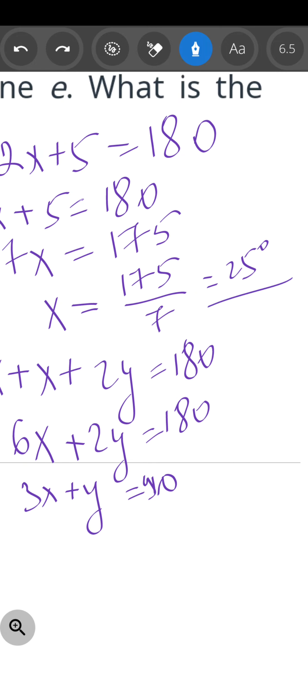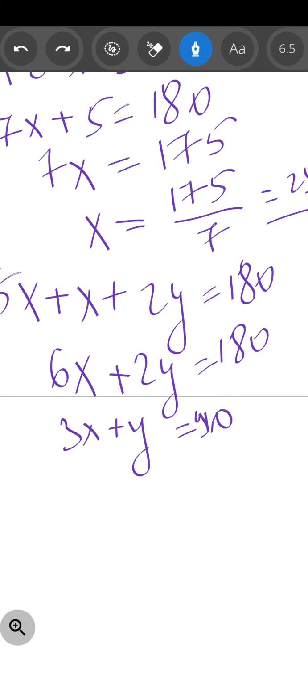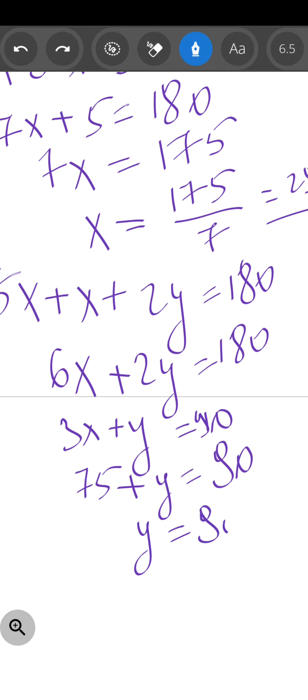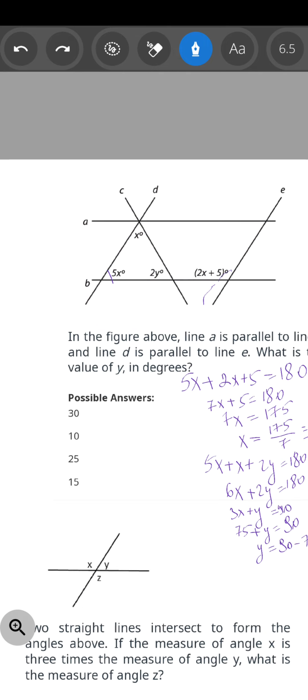And we know that x is equal to 25 degrees, so 3 times x will be equal to 75. 75 plus y is equal to 90. And subtract 75 from both sides of this equation, we'll get that y is equal to 90 minus 75, that is equal to 15. So 15 will be our answer.